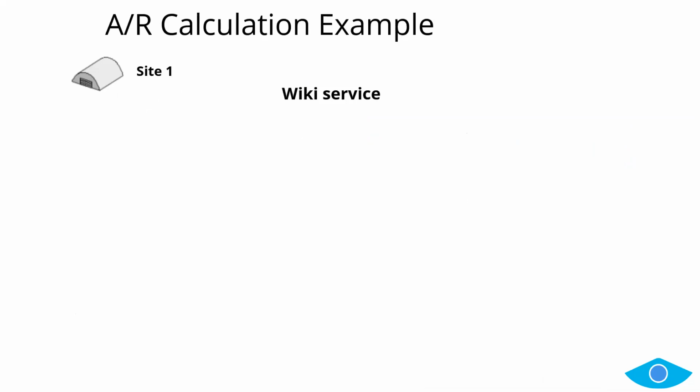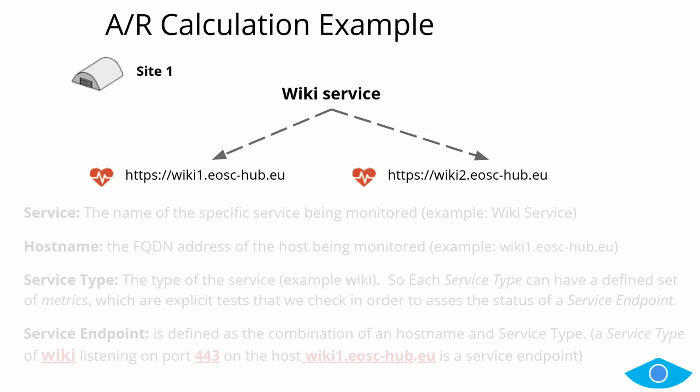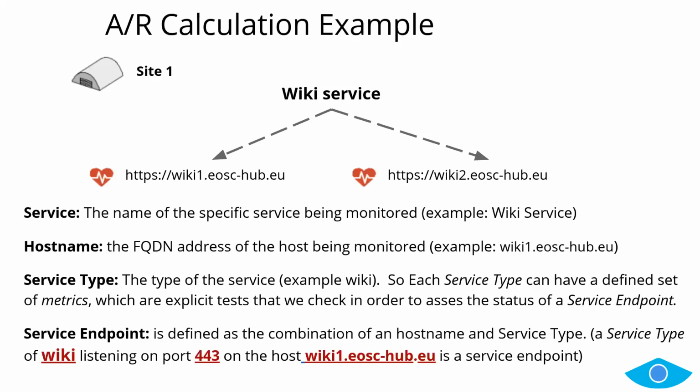So let's say we have a service type called wiki. We have two services. Wiki has copy 1 and 2. As you can see, I stole this from a previous talk.